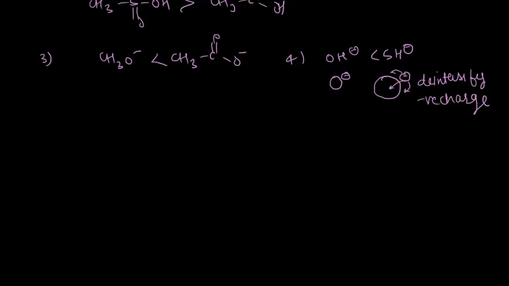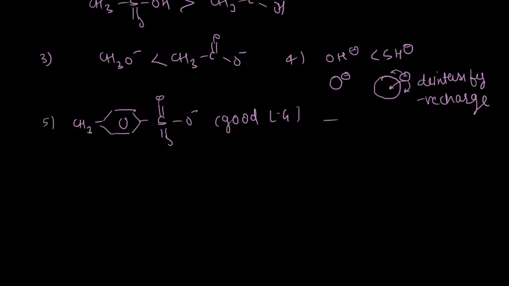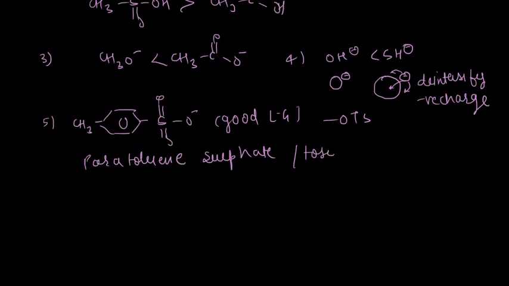Now other good leaving groups are possible, like CH3. This methyl group has S double bond O then O minus. It is a good leaving group. It is also known as OTs. Its name is para toluene sulfonate, or it is also known as tosylate. OTs is also known as tosylate.